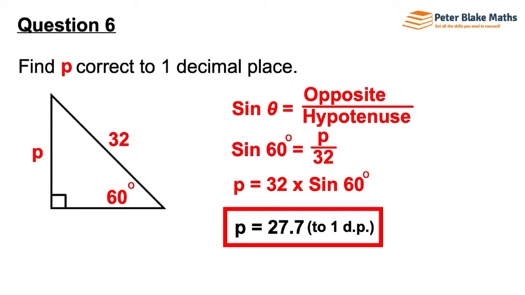We were expecting a number that's definitely less than the hypotenuse of 32, because the hypotenuse is supposed to be the longest side. So that fills us with confidence that we've done everything correctly there.